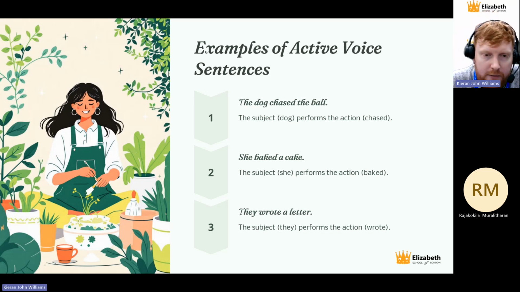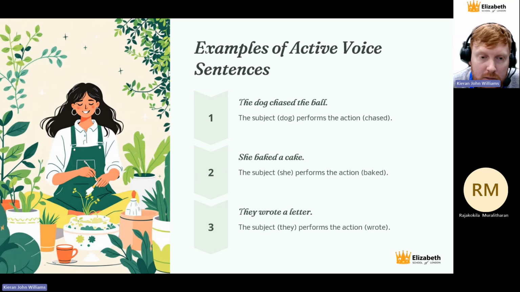We have the dog chased the ball. The subject is the dog. That's the one doing the action. We have the action, chased, and then we have the object. Similar to the next sentence, she baked a cake. We have our subject, our verb, and our object. And then in the last sentence, they wrote a letter. We have a subject, then a verb, and then an object.